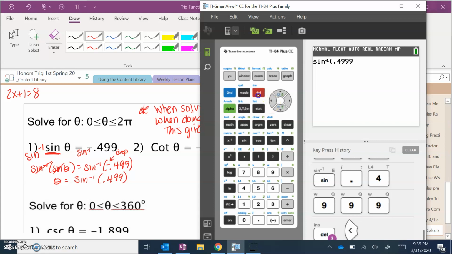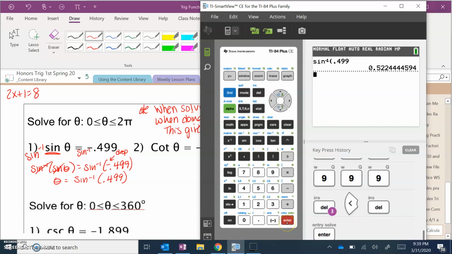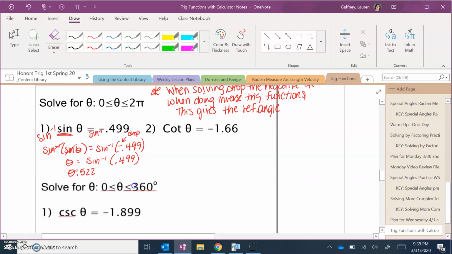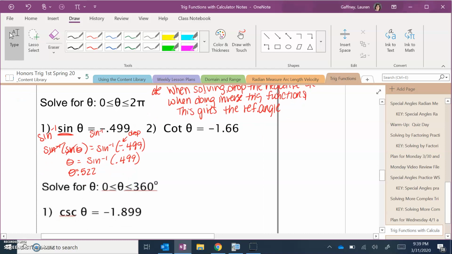Okay, and I get that theta is 0.522. So if theta is 0.522, that's technically giving you the reference angle in quadrant 1. So this is my reference angle. Kind of like, before we had said in degrees, our reference angle was like 30 or 60, or in radians, technically, if it was 30 degrees, we'd say it was some form of pi over 6. That's technically giving you a reference angle. This reference angle just isn't a nice value like that.